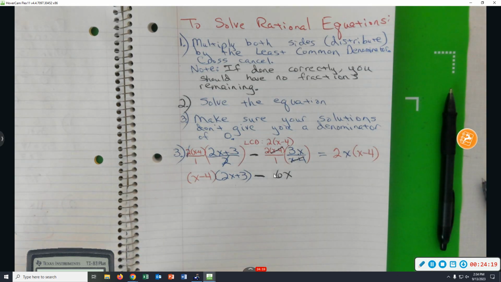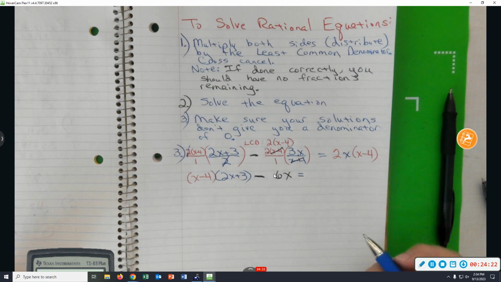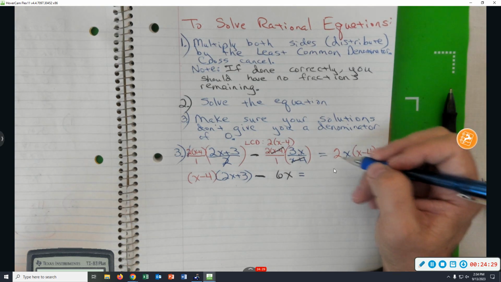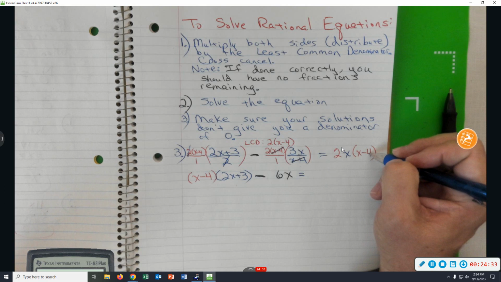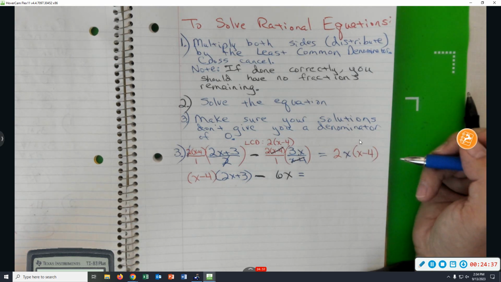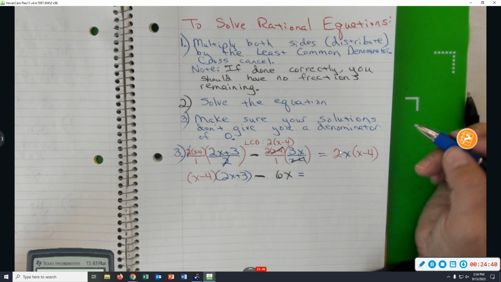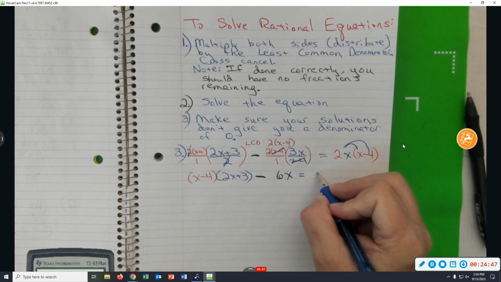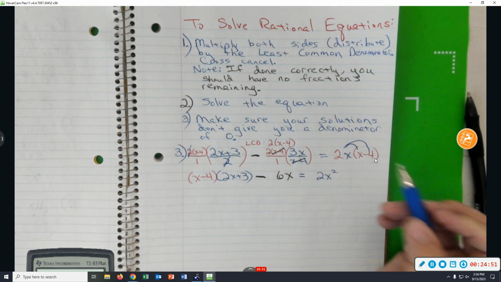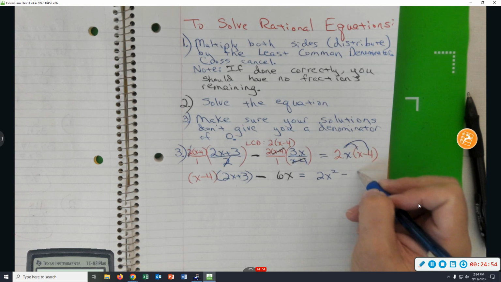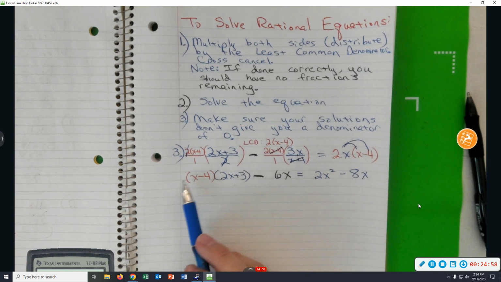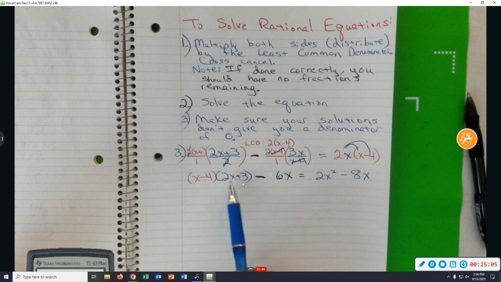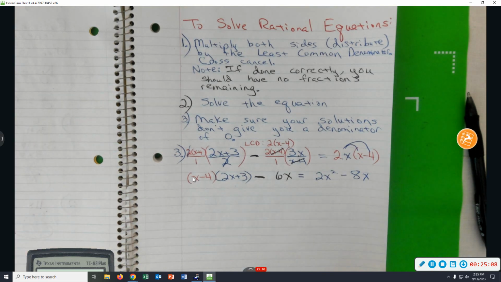The goal is to get an equation with no fractions, and I think we've already done it. There's no fractions here. We have 2x times x minus 4. What are we going to do to multiply those? Distribute. 2x times x is 2x squared. What's 2x times a minus 4? We still have these parentheses here we're going to have to FOIL out. First, 2x squared, okay.